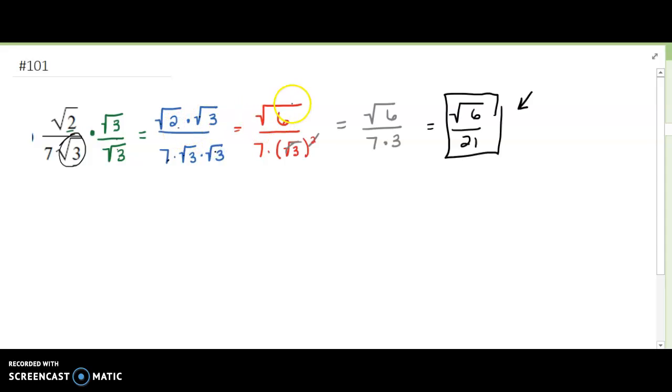Well, square root of 2 times square root of 3 is square root of 6. And then I change this to square root of 3 squared. And the reason I did that is because the square and the square root cancel, so the bottom's just 7 times 3, which is 21.